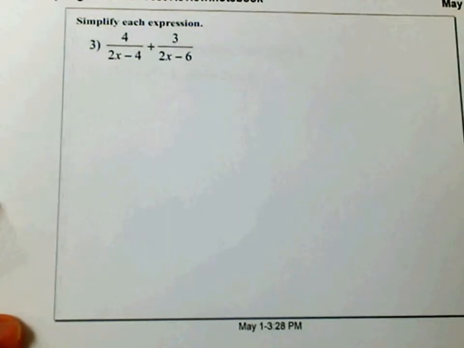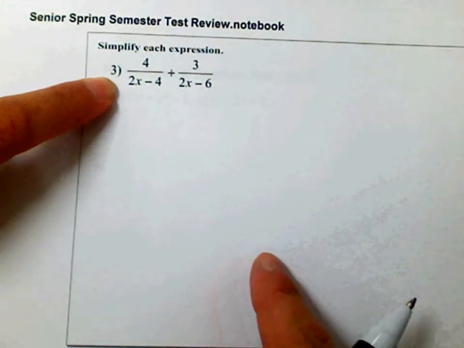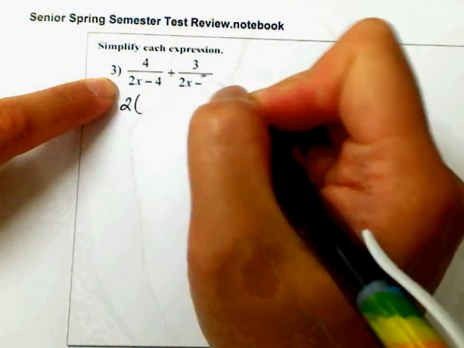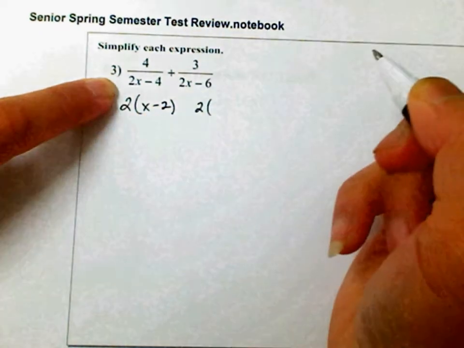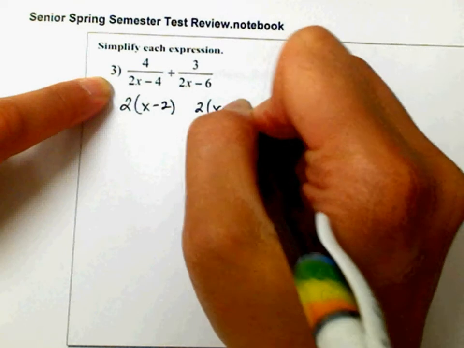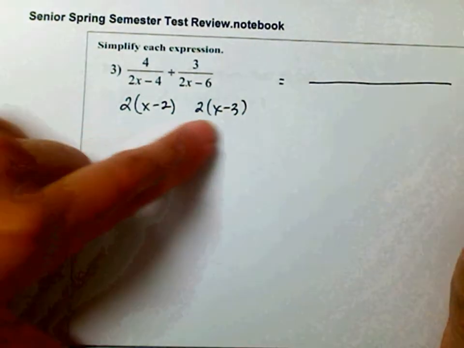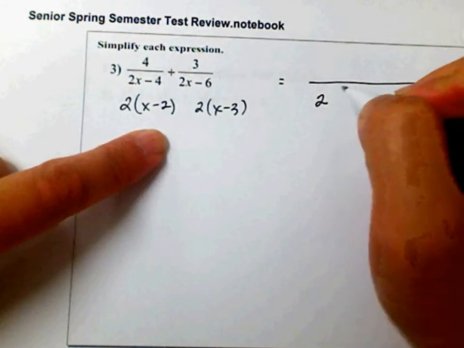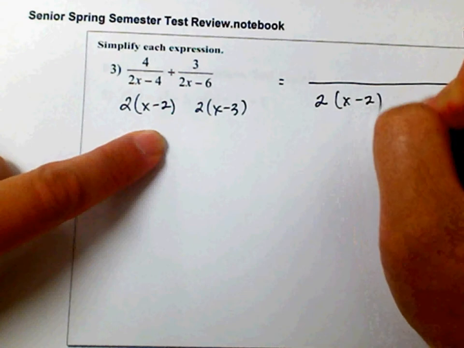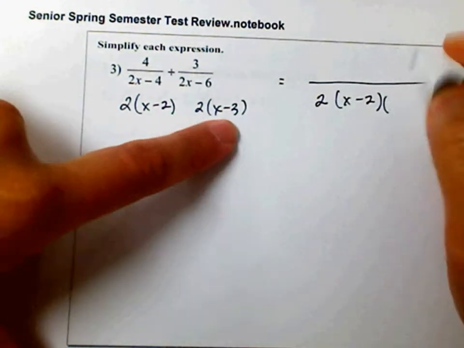Number 3, we are continuing to simplify. Okay? If you take a look, I'm going to factor out a 2 first. When you factor out your 2, you have x minus 2. This one I'm going to factor out a 2, and you have x minus 3. Okay? Combine all that you have in your denominator without repeating. First you have a 2. X minus 2. Do you have a 2? You already wrote that. Next one, x minus 3.